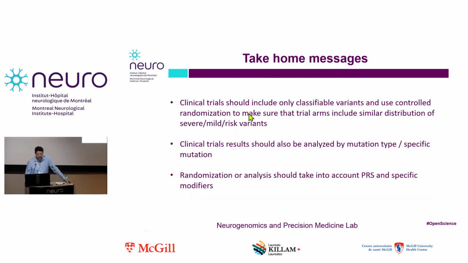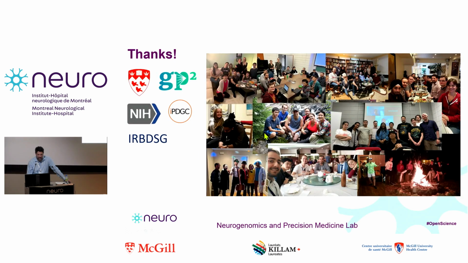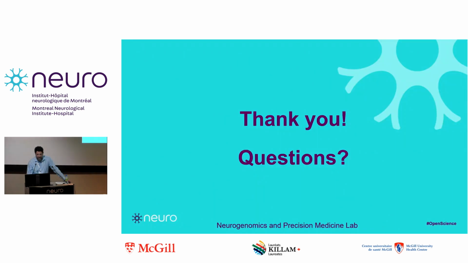So to summarize, clinical trials, as I said, again, this is my opinion, should include only classifiable variants and use controlled randomization to make sure that trial arms include similar distribution of severe and mild and risk variants. Clinical trial results should also be analyzed by mutation type, and randomization or analysis should take into account polygenic risk score and specific modifiers.